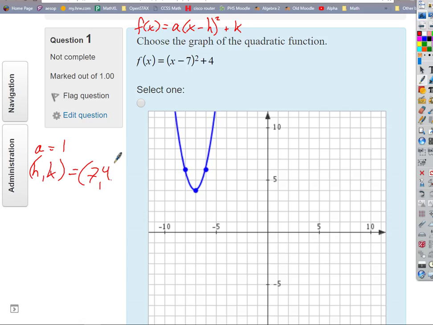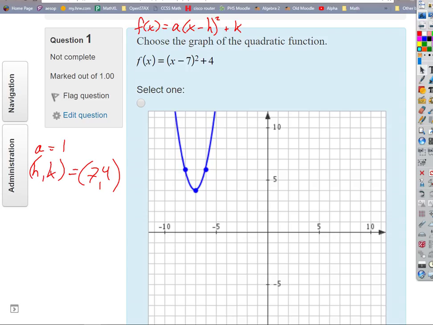Okay, so that's easy then, right? That's all the information we need. This thing is dilated, the y values are multiplied by 1. So are they even changed? No, so it's not stretched or compressed at all. We'd go over 1 and up 1, right? All we need to do though is move the vertex over to positive 7, positive 4.